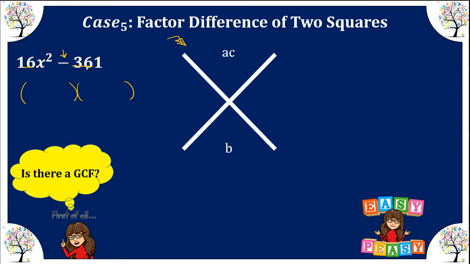Again, there's no linear term. You have a quadratic term and a constant. So I'm going to factor 16x squared into its two perfect roots and 361. One needs to be plus and one needs to be minus. Order does not matter because we have the commutative property.